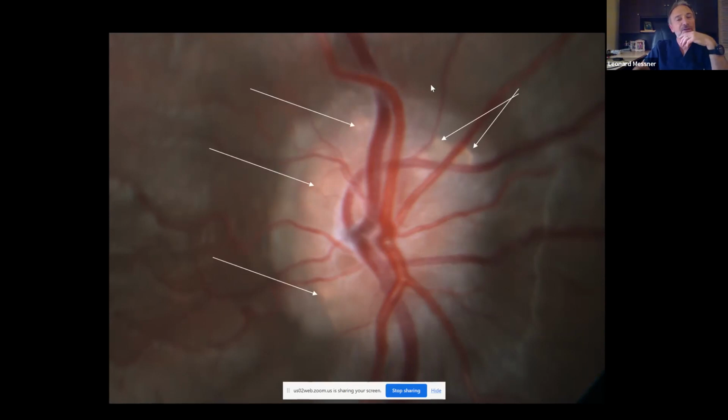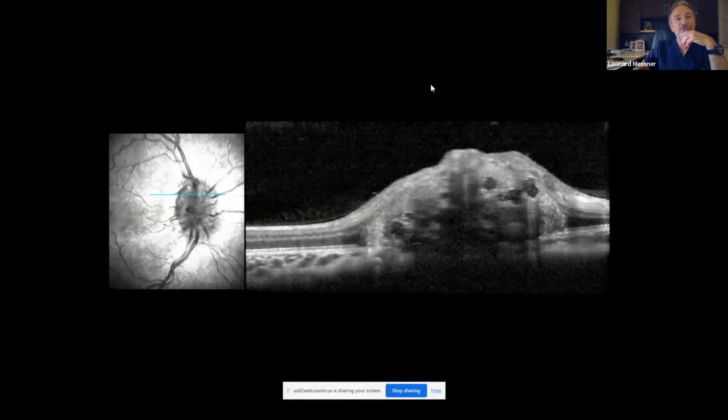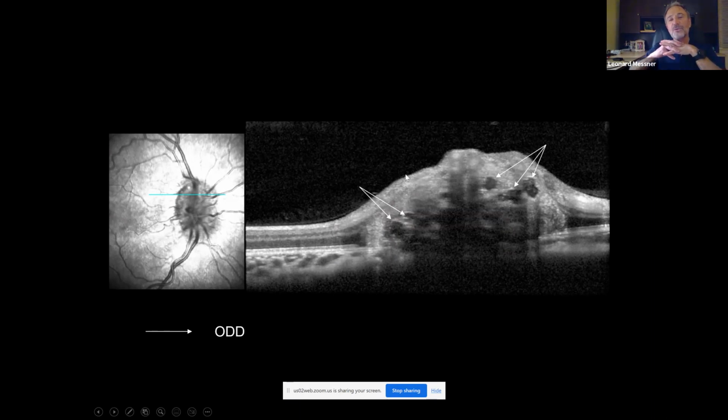Now, what does that look like with OCT? Well, here is a cross-section, a raster scan taken through the superior portion of the optic nerve. And what I'm pointing out to you here with these arrows are these ovoid structures within the optic nerve, these ovoid lesions with signal-poor cores. These are the drusen. So they're embedded within the optic nerve, they're hyporeflective, and they have something of a hyperreflective surround, notably at the apex.